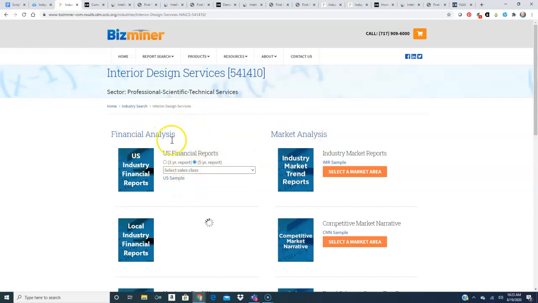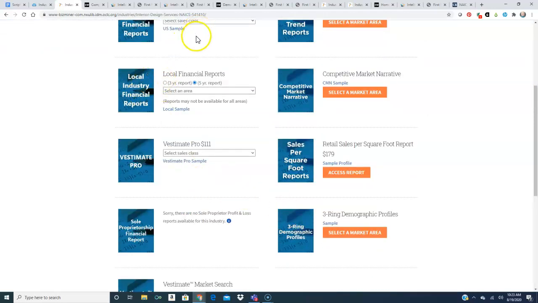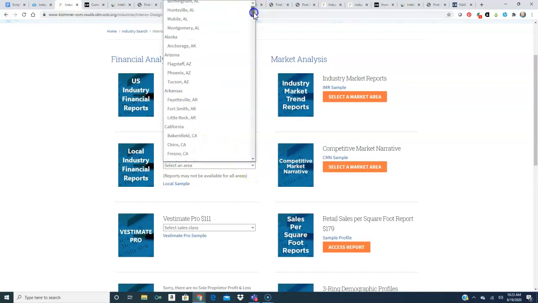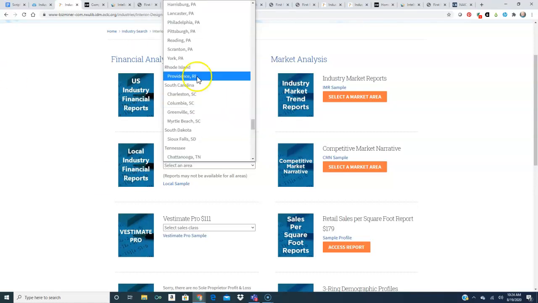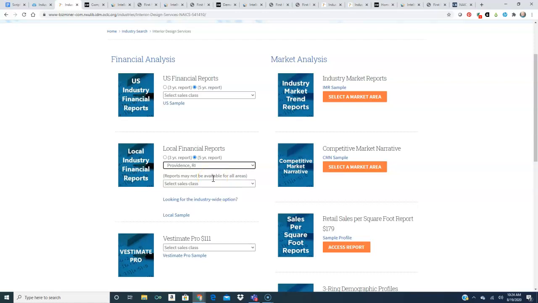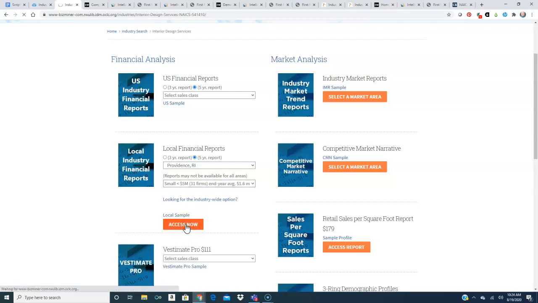As I mentioned, you get the financial reports, the market analysis, competitive market narrative, and so forth. Mostly use just these four. And I'm going to look at the local financial report, and I'm going to look at the financial report for Providence, Rhode Island. Once I select a location, then I'm going to be asked to select a sales class, and I'll simply choose the small sales class and then Access Now.